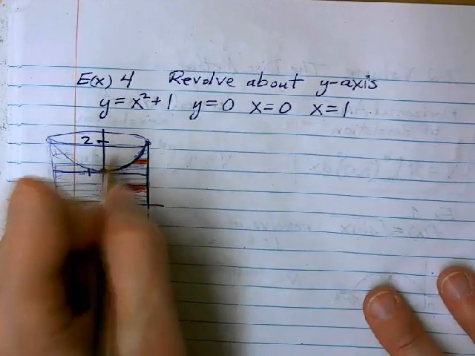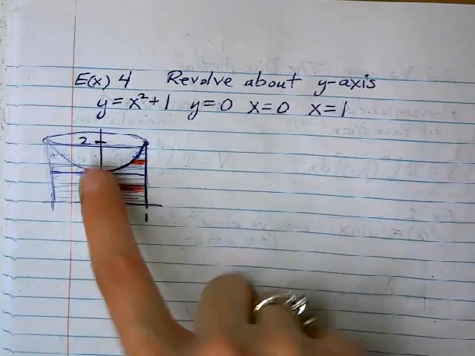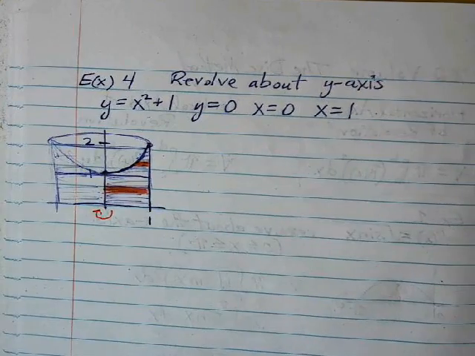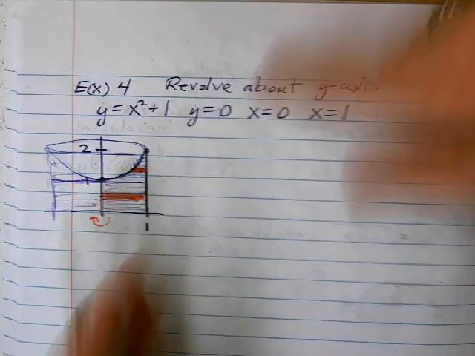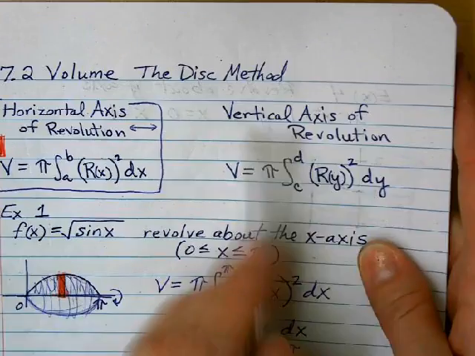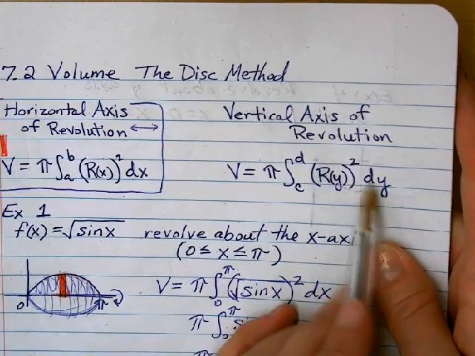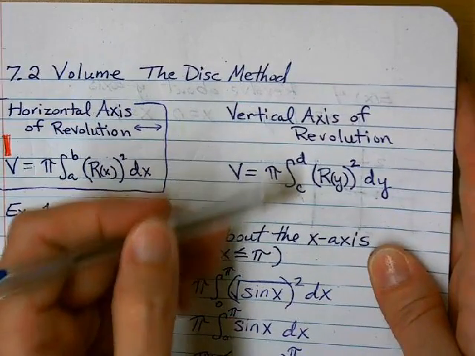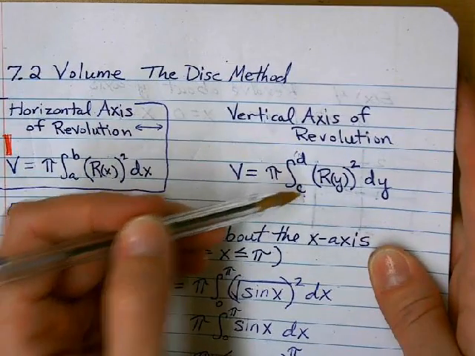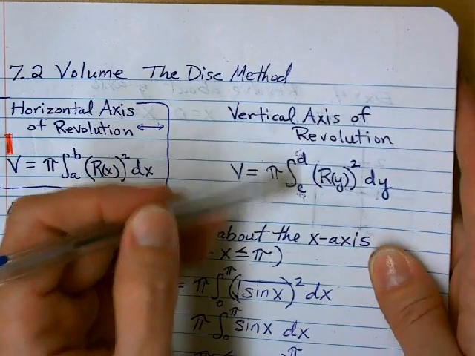So this one you actually have to do in 2 parts. This time it's revolving around the y-axis, which is a vertical axis of revolution. So it's going to be a dy problem. So these integrals are y values. These points are y values. So this one is a 2-step process, okay?